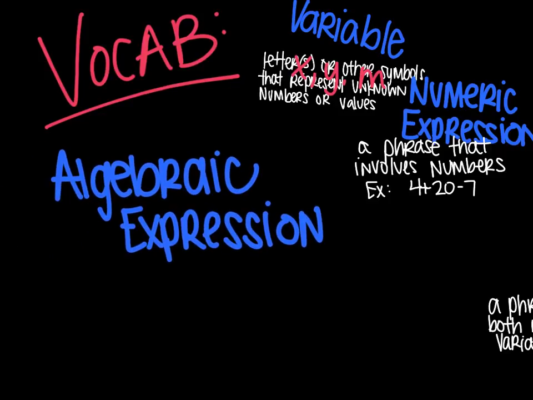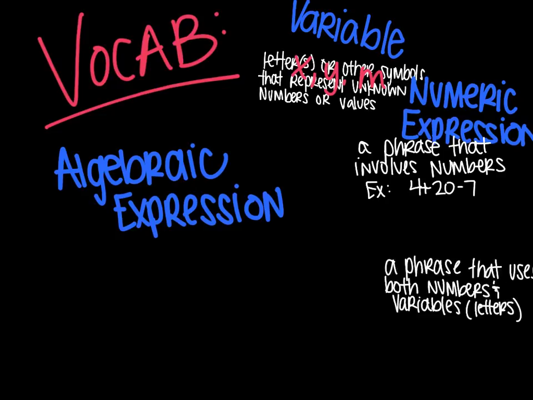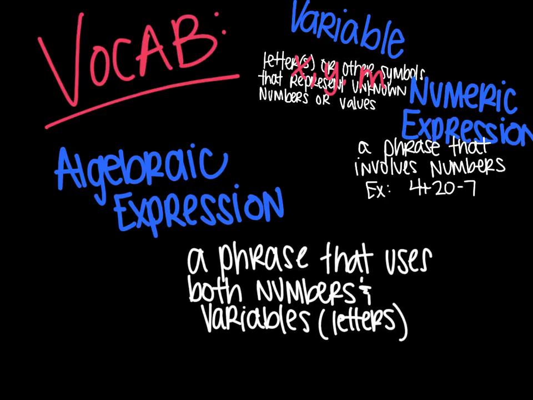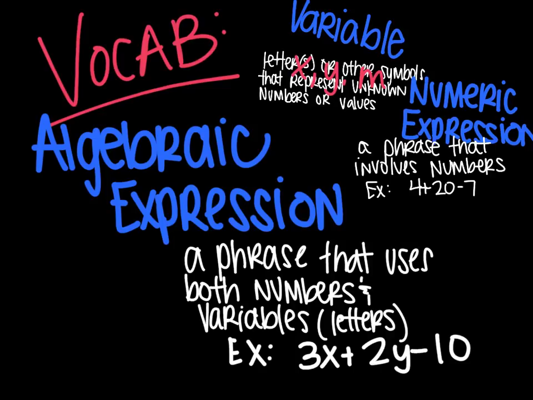Algebraic expressions are a little bit different. This is where algebra comes into play, the very basics of it. Algebraic expressions are a phrase that uses both numbers and variables, which are letters. And an example of this one would be something like 3x plus 2y minus 10. That would be considered an algebraic expression because it has both variables and numbers.